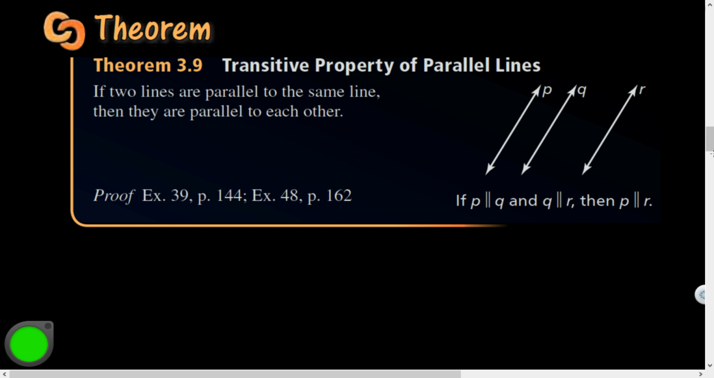Wow. If two lines are parallel to the same line, then they're parallel to each other. Right? Do you believe that? Yeah, it seems to work. Here it's written out: if P is parallel to Q and Q is parallel to R, transitive property, therefore P is parallel to R. Thoughts, question, comment?